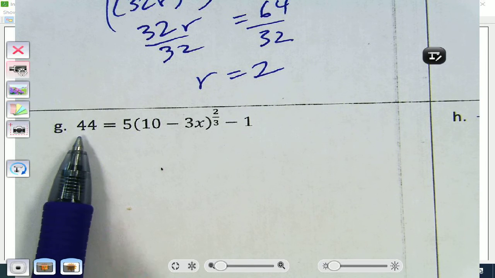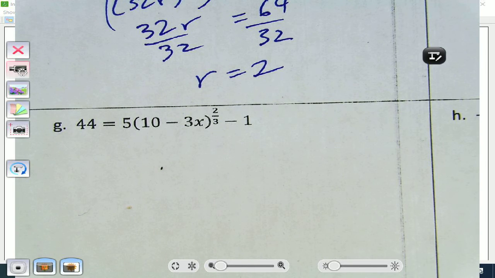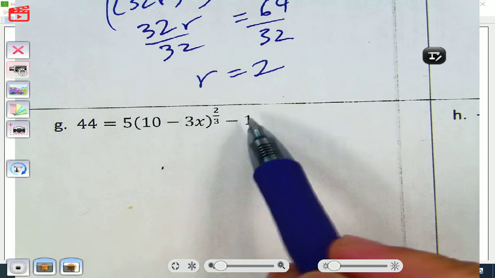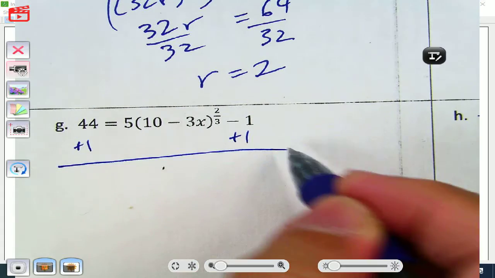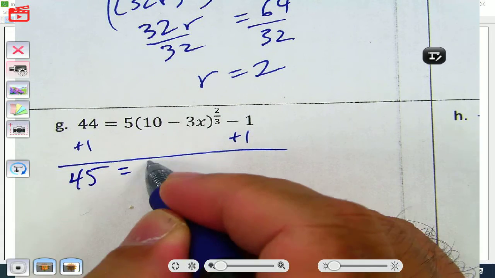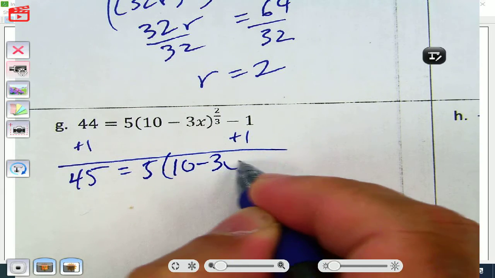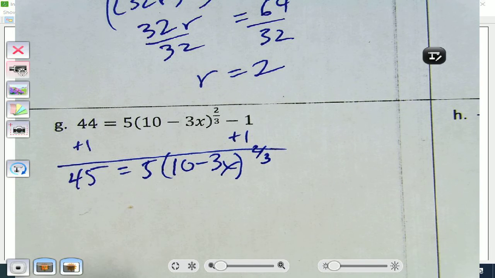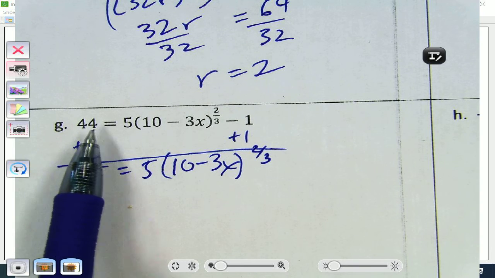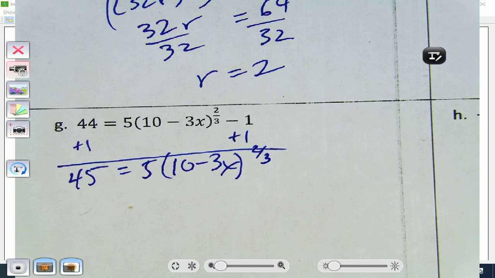Oh, I was reading it wrong. I thought it said 4. All right, ready? So all you gotta change is just the 44 and 2/3? Yes, I believe so. Add 1 to both sides. So that's 45 equals 5 times 10 minus 3x to the 2/3. Wait, so the G is supposed to be a 44? Yeah. That should be a 44. What's the next step? Divide by 5.